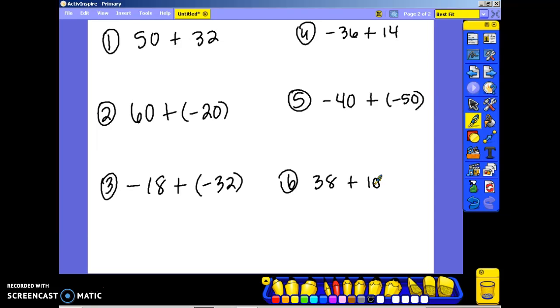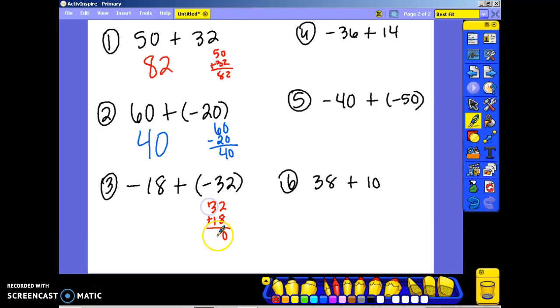Number 1, both numbers are positive, so my signs are the same, so I add them together. 50 plus 32 is 82, and the answer is positive. Number 2, my signs are different, so I'm subtracting. Take the bigger number, subtract the smaller number. 60 is the bigger number and it's positive, so my answer is positive. Number 3, my signs are the same, so I'm adding them. 2 plus 8 is 10, 3 plus 2 is 5. Both numbers are negative, so my answer is negative.